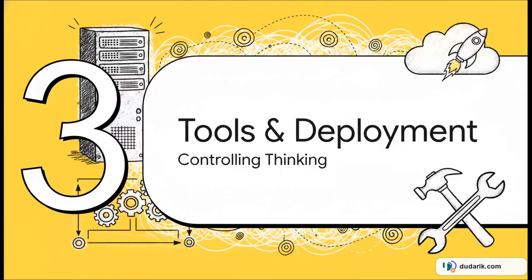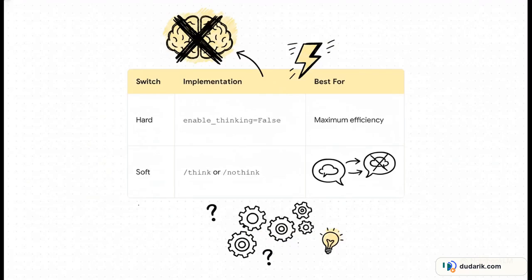Which brings us to Section 3, developer tools and deployment, controlling the thinking. Let's dive a little deeper into the technical weeds here and focus on a brand new capability, actually controlling the model's thinking. The official documentation breaks down the control mechanisms for developers perfectly. Qwen 3 models automatically generate a think block to reason through complex problems before responding. But as a developer, you don't always want to pay for that latency, right?